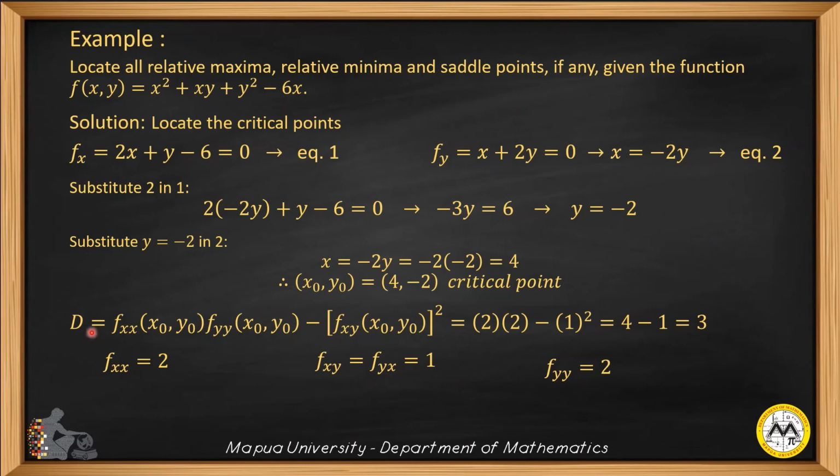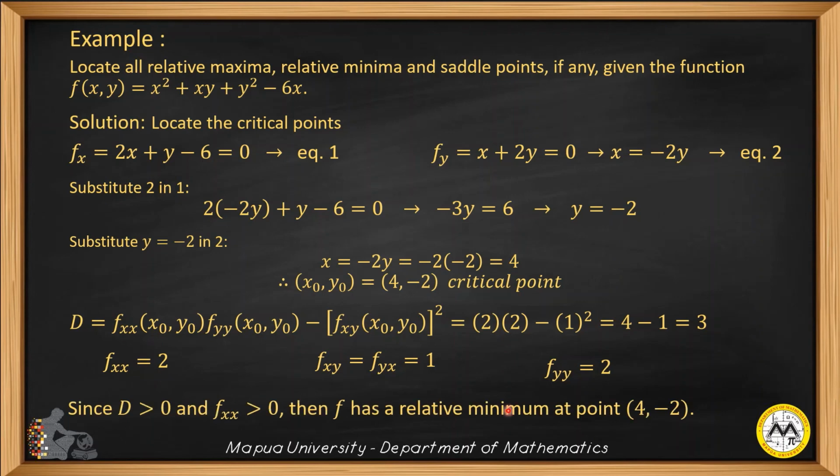With these values, we are able to determine the value of D by substituting accordingly in that expression, coming up with D equal to 3. Now, D has a positive value, so either we have a maximum point or a minimum point. Now we check the value of the second partial derivative of f twice with respect to x. Since the value there is also positive, we conclude that at the critical point, we observe a relative minimum.